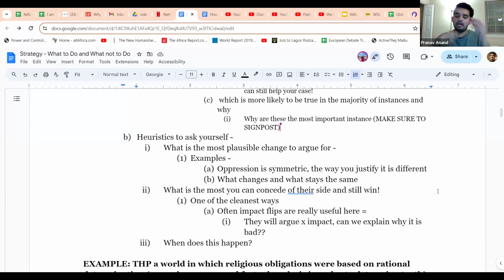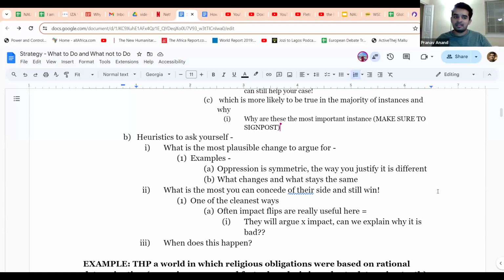Secondly, this is a good question to generally know, which is, what is the most you can concede of the other side and still win? This is really helpful in certain types of speeches where you come across, say, a very matter-dumpy speech. You come across a speech that's trying to win on several clashes, and you may just choose to concede a lot of their side and win.